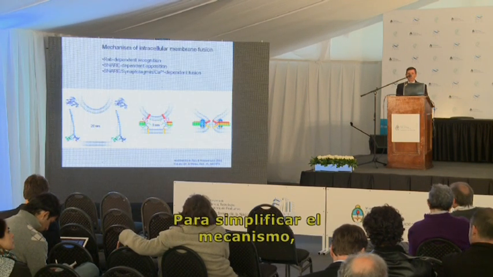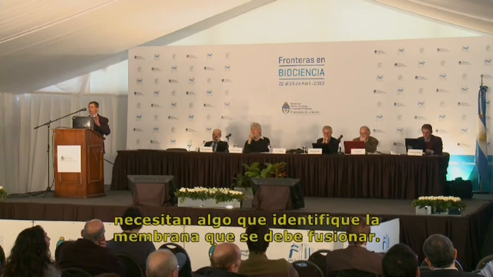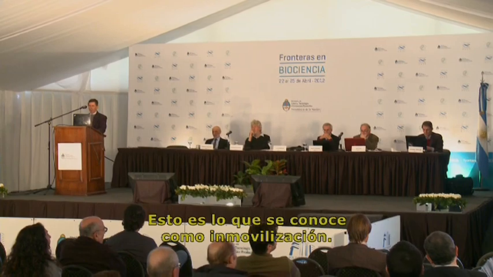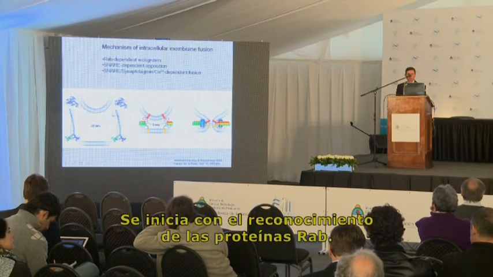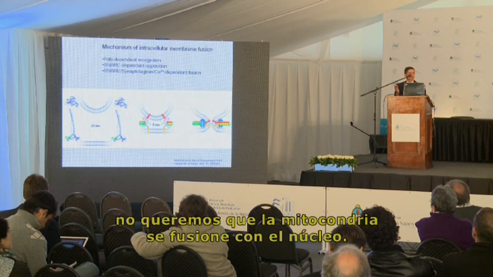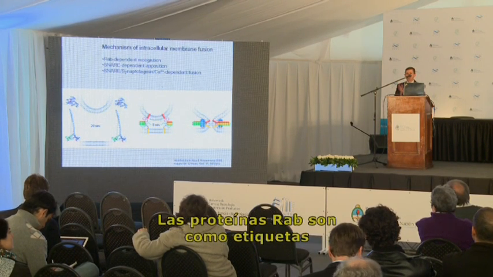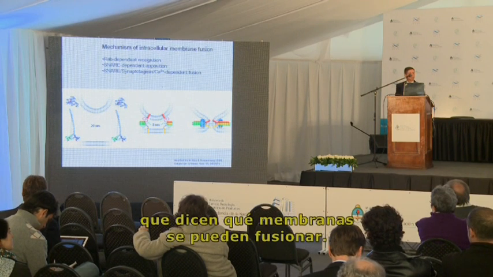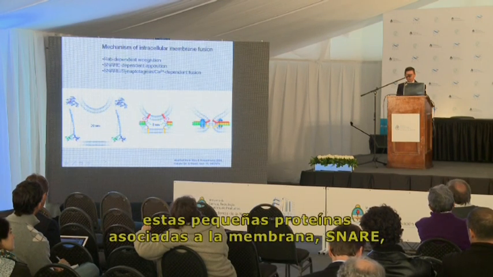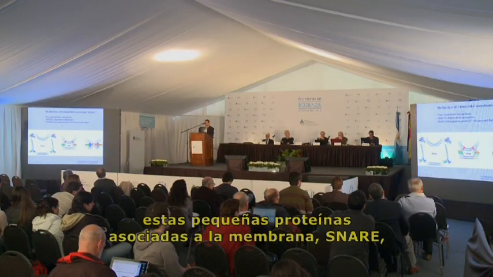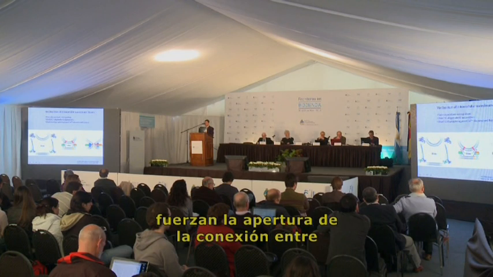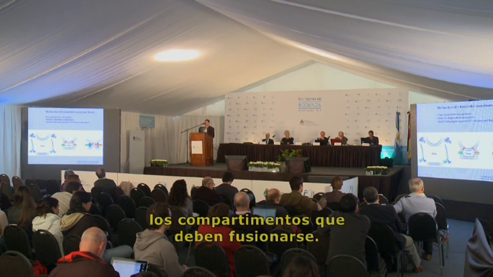To simplify the mechanism, what you require is something to recognize the membrane that must fuse. This is what is called tethering, and it is initiated by the recognition of RAB proteins. Not all fusions are good for the cell. You don't want a mitochondria to fuse with the nucleus. So RABs are like labels that tell what membranes can fuse. But this is not enough for fusion. Then you need small membrane-associated proteins called SNAREs, and the assembly of these SNARE complexes in trans forces the opening of the connection between the compartments that need to be fused.